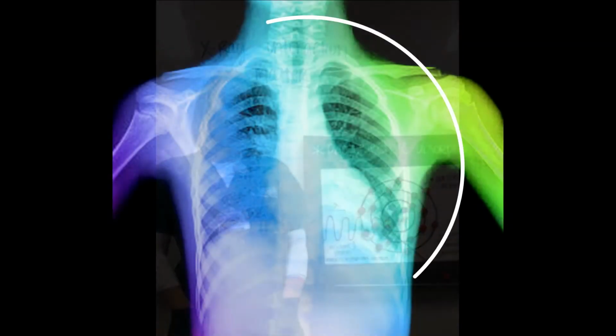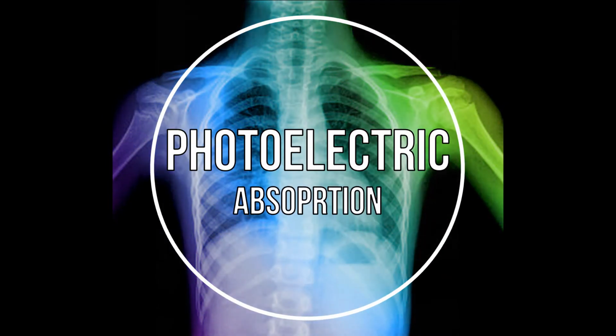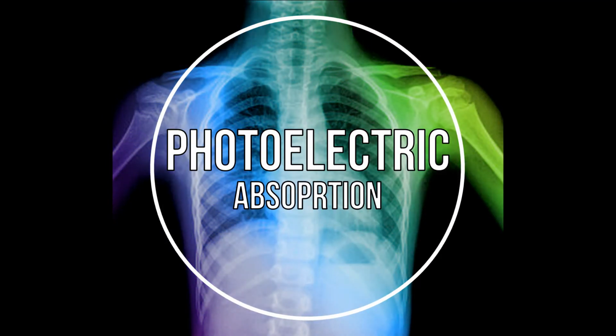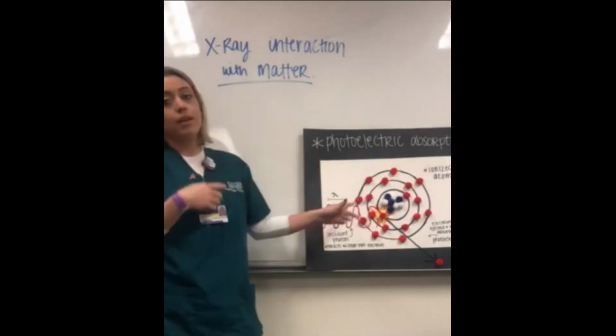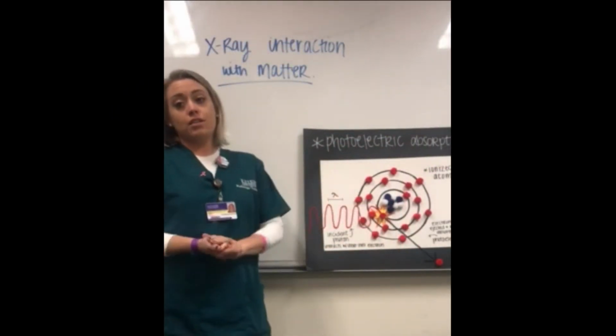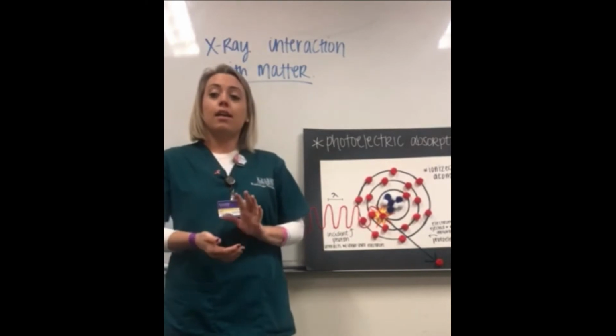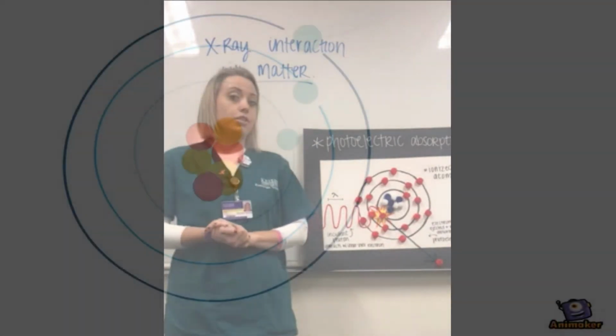X-ray interacts with matter. The first one is photoelectric absorption. It happens when the X-ray photon interacts with an inner shell electron. The incident photon ejects the electron from the inner shell and is totally absorbed in the interaction.